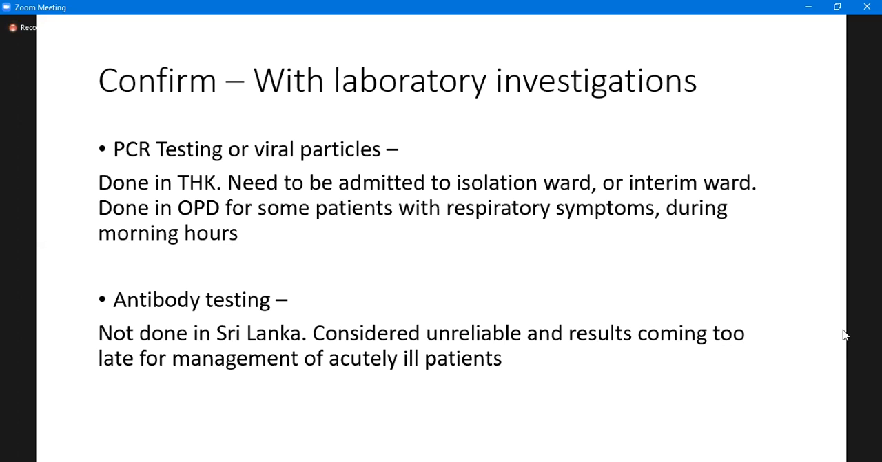So what is the laboratory testing which will help us confirm the presence of COVID? What we do here is PCR testing, polymerase chain reaction.